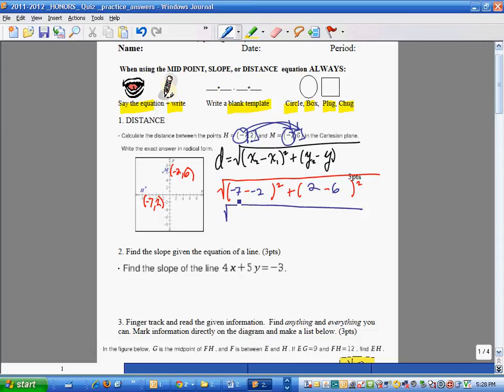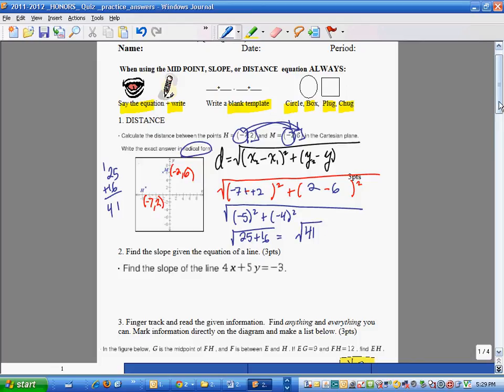Double negatives become a positive. This becomes 5 times 5, which is 25, positive because you're squaring here. So it's just going to be 25 plus 16 underneath the radical sign. 25 plus 16 is 11, carry the 1, 41. It says to leave it in exact radical form, which means leave it under the radical sign. So your final answer is root 41. Leave it under the radical sign unless you get a perfect square root.